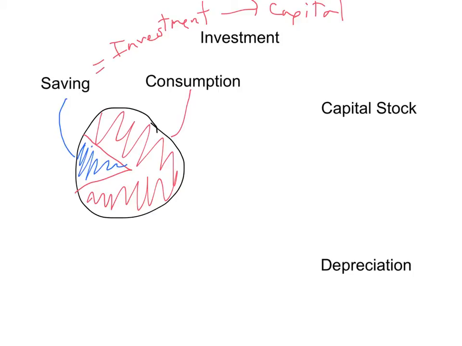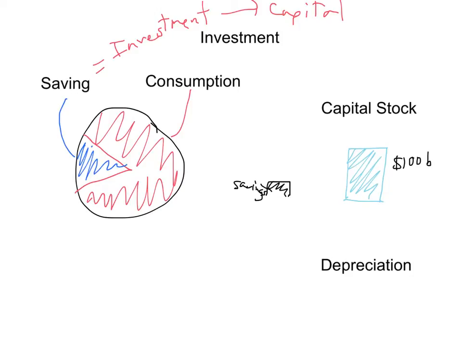Okay, now let's also say that there's some amount of capital stock in the country, and this bar will represent our capital stock. Maybe that's $100 billion worth of capital. Now, every year we're going to add to this capital stock roughly by the amount of savings.